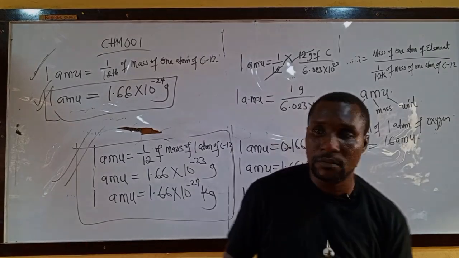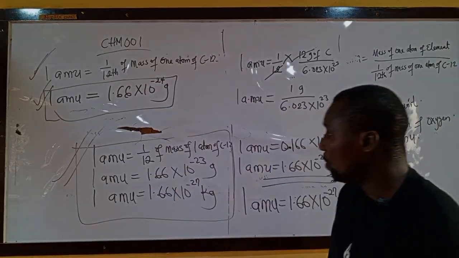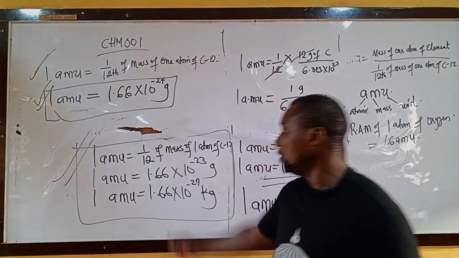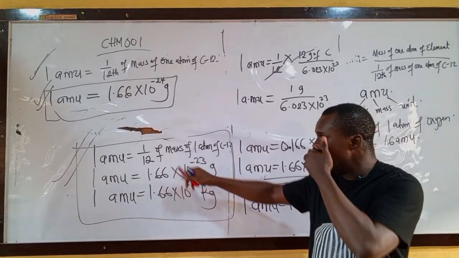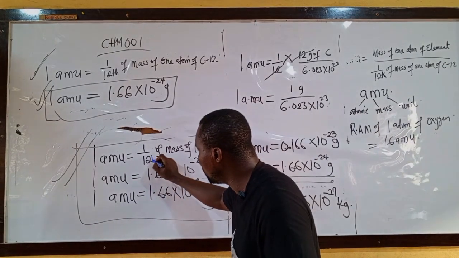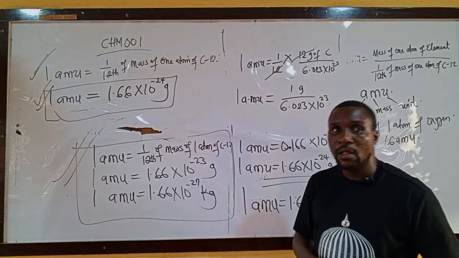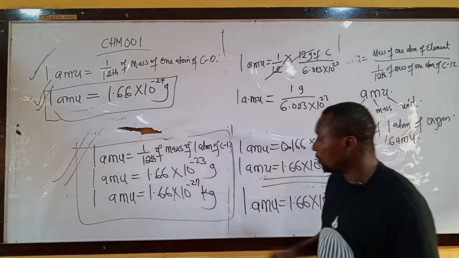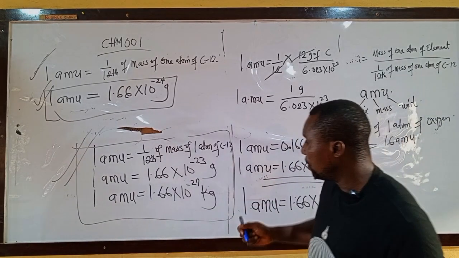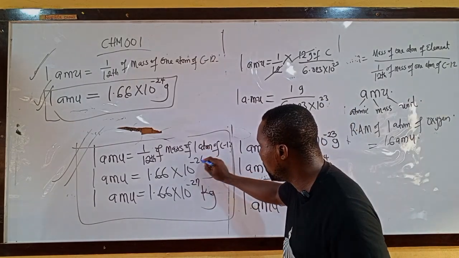Please take note of this. One atomic mass unit is 1/12 of the mass of one atom of carbon 12.